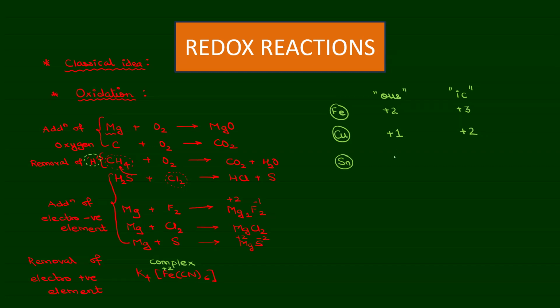So what would be the stannous charge? Stannous would be +2, and stannic would be +4. Yes. Now you need to remember that the -ous and -ic is not always +2, +3 like iron, ferrous and ferric. So there are some elements with 2 and 3, some with 1 and 2, and some with 2 and 4.